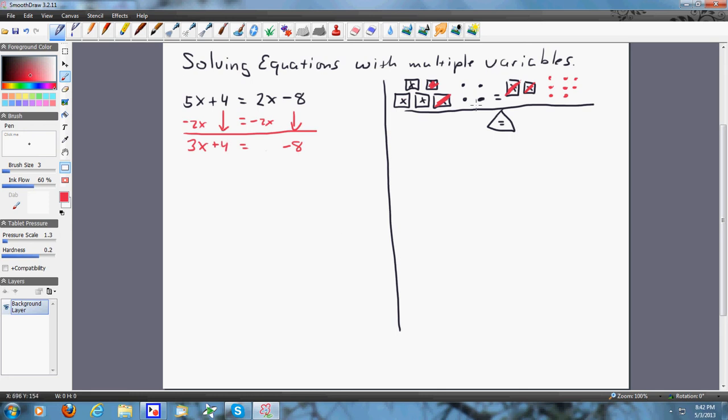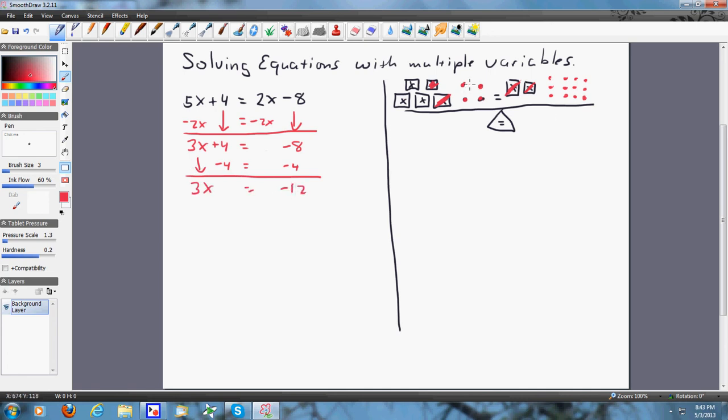Well, now all my x's are on one side, so what I'm going to do is get rid of these positive 4's. And so, in order to get rid of a positive, I have to add a negative. So I'm going to end up adding 4 negatives to that side. But I already have a bunch of negatives, so I can just add 4 more. 1, 2, 3, 4. 4 more negatives. So I have negative 4 equal to negative 4. I subtract both. Bring down my 3x equals a negative 12.